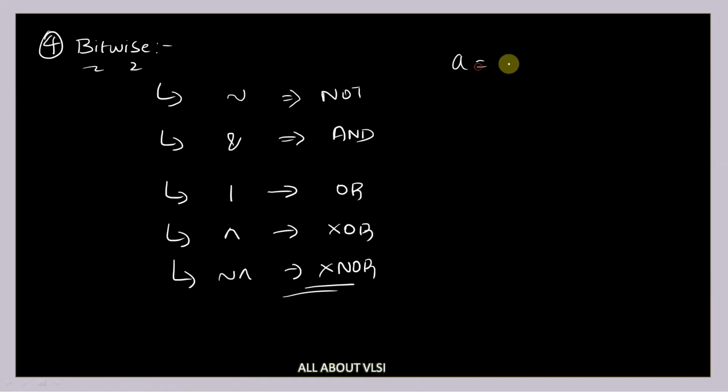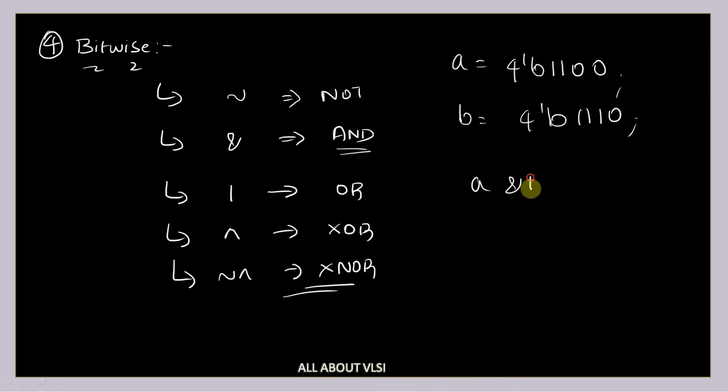For example, if your A is equal to 4'b1100 and B is equal to 4'b1110, okay, then if you perform bitwise AND, that is if you write A and B, then the bitwise AND operation will be performed on each and every individual bit.